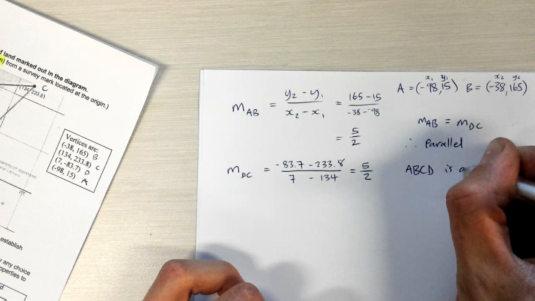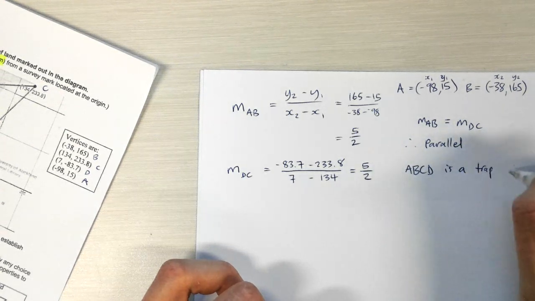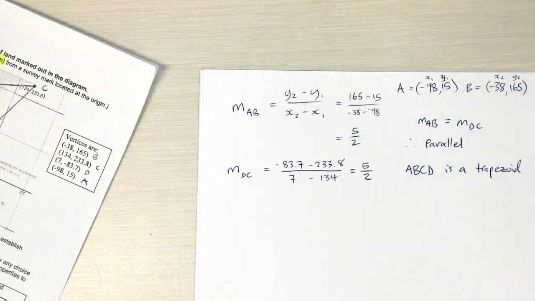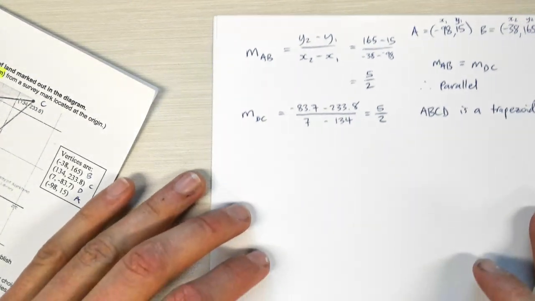ABCD is a trapezoid. In fact, I don't even think New Zealand uses the term trapezoid. I think it's an American thing. I think we call them trapeziums, so I don't know why the formula sheet's giving us an Americanized word. Okay, so we know ABCD is a trapezoid.